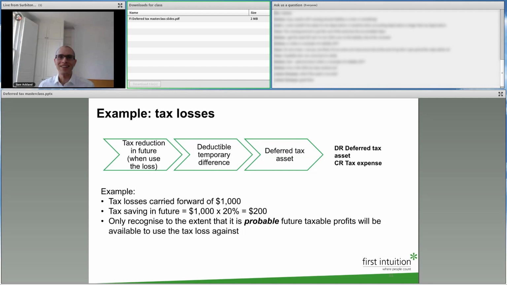We've got an example here. Let's say I've got tax losses carried forward of $1,000. The tax saving in the future, assuming a tax rate of 20%, will be $200. And I recognize this to the extent that it is probable future taxable profits will be available to use the tax loss against. So you might remember from your taxation studies that a loss gets carried forward into the future, and if you can't use it, it carries on getting carried forward. So we need to make sure in the accounts that if we recognize a deferred tax asset, we do this only to the extent that there are future taxable profits that we can use the loss against. So that's a very basic example of deferred tax on tax losses, the fact that we have a reduction in tax in the future that will lead to a deferred tax asset.